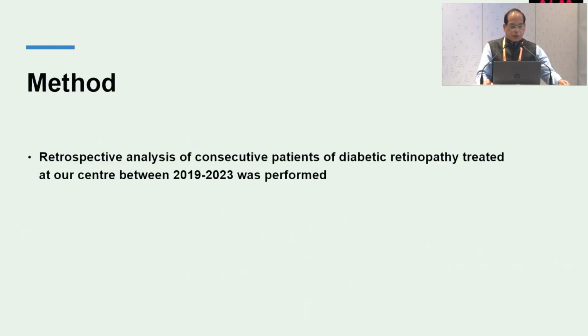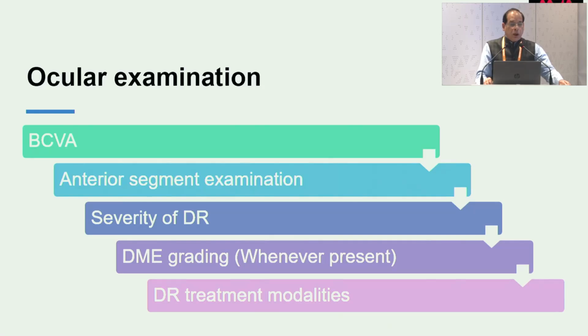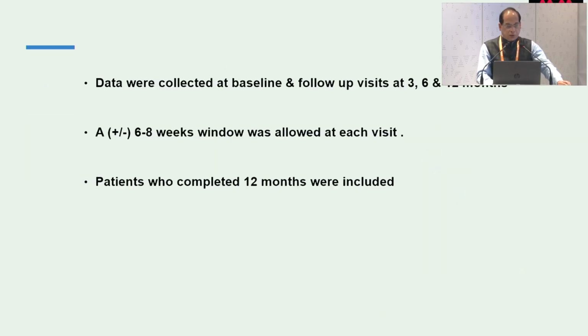It is a retrospective analysis of consecutive patients of diabetic retinopathy treated in our center between 2019 and 2023. The data collected included age of onset, age of presentation, duration of diabetes, duration of hypertension if present, glycosylated hemoglobin, and the treatment the patient is taking. Ocular examination included best corrected visual acuity, anterior segment examination, and severity of diabetic retinopathy. Whenever DME was present, it was graded, along with the treatment modalities.